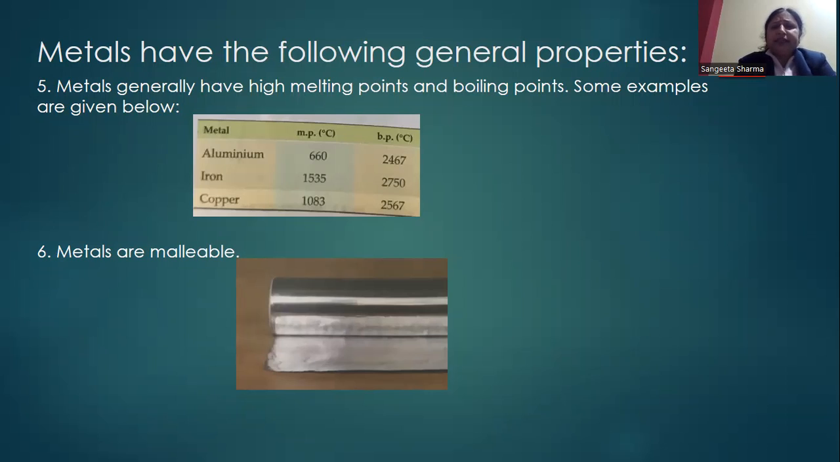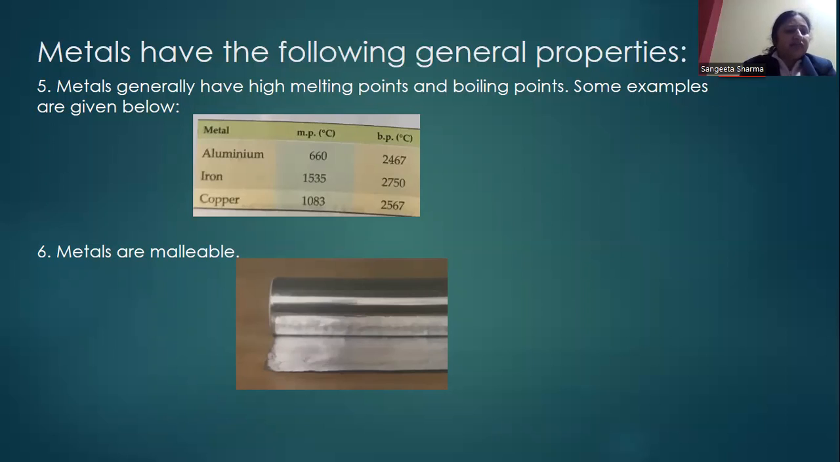The next point is metals are malleable. Malleable means we can beat them into sheets. We can convert a metal into a sheet by beating it, like aluminium foil, gold foil, silver foil. This is the tendency of metals: they are malleable. We can roll them into sheets. Aluminium, iron, copper, silver can be beaten or rolled into thin sheets.